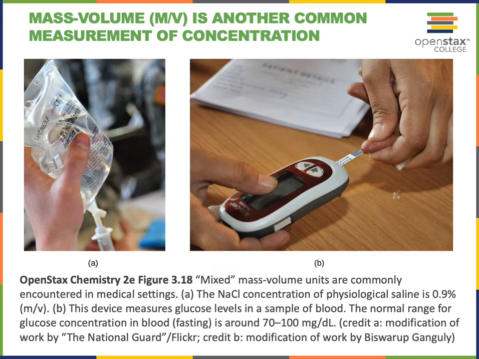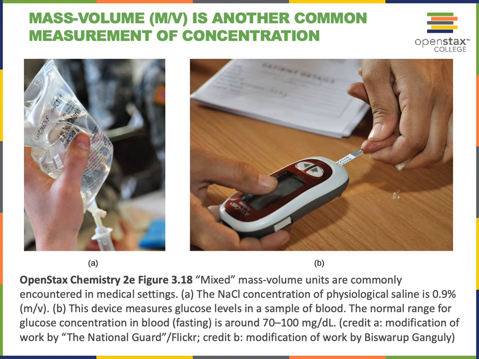The mass volume unit is another common measurement of the concentration of a solution. And this is one of the most common units seen in the medical setting. For example, a saline solution that's used as an IV, an intravenous saline solution, is typically 0.9% sodium chloride dissolved in water. 0.9% means there's 0.9 grams of sodium chloride dissolved in every 100 milliliters of solution.